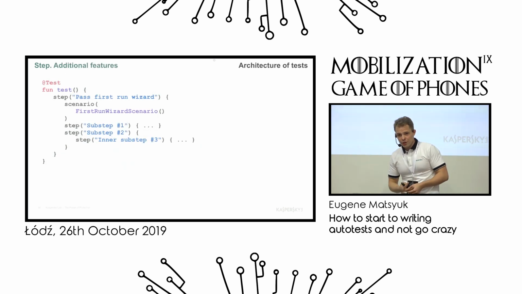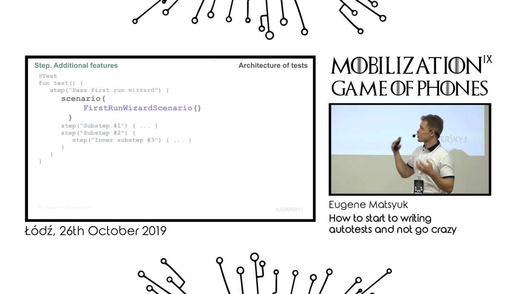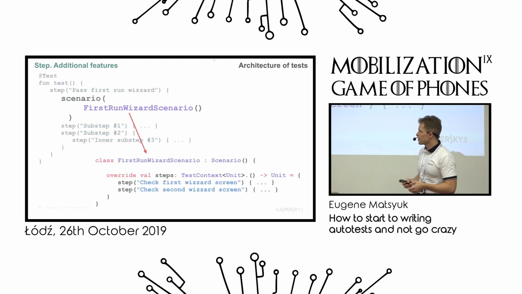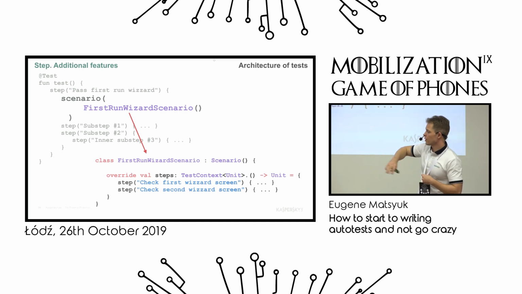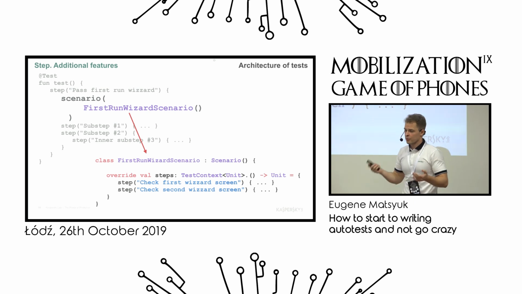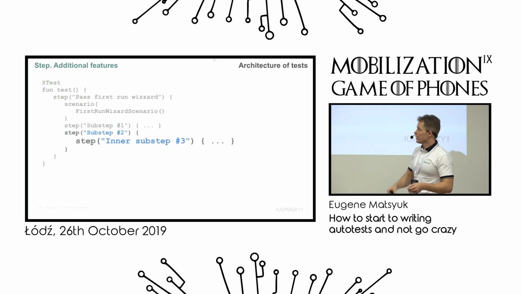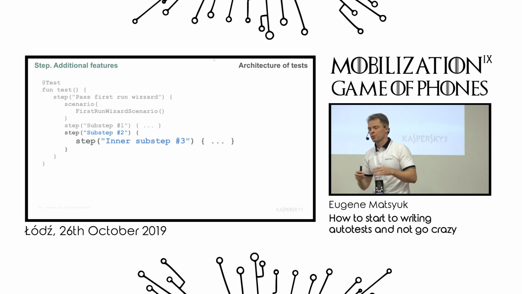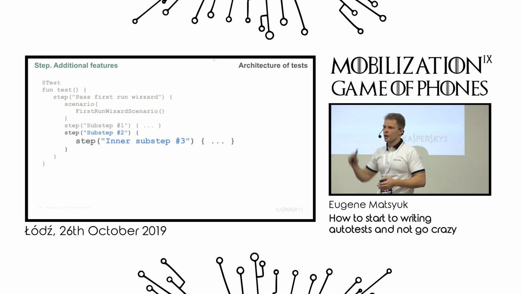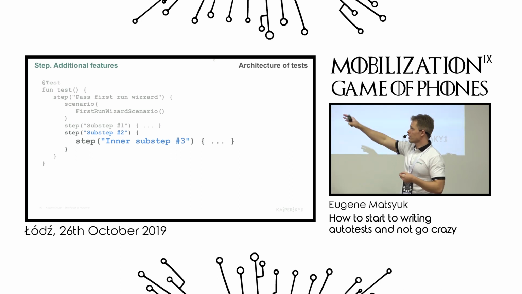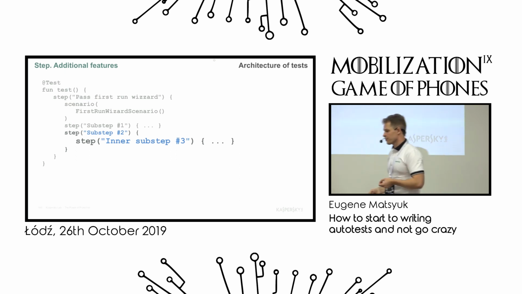Another additional feature of step is, for example, scenario. What is a scenario? Scenario is a group of steps that are repeated in almost all tests. So you just create a special scenario, and the first example is first run wizard scenario. I think in all cases this scenario is used. Another interesting thing is inner step. For example, in your step you want to highlight each assertion, and that's why you can do it with inner step.